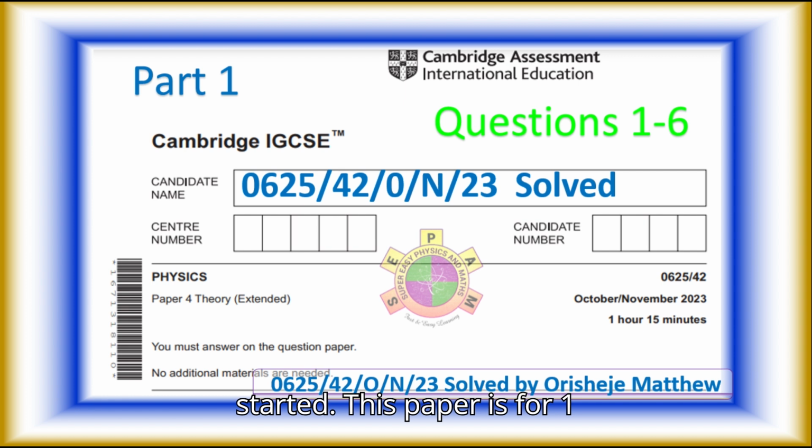This paper is for 1 hour 15 minutes. You are expected to answer all the 10 questions for a total of 80 marks. Take the weight of 1 kg to be 9.8 newtons, acceleration of free fall equal to 9.8 meters per second squared. Part 1 of this solution will treat questions 1 to 6. Part 2 video will treat questions 7 to 10.